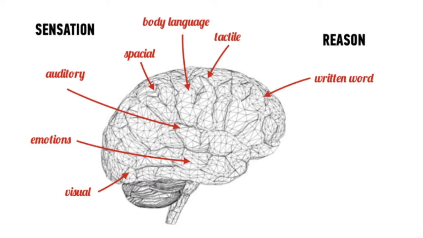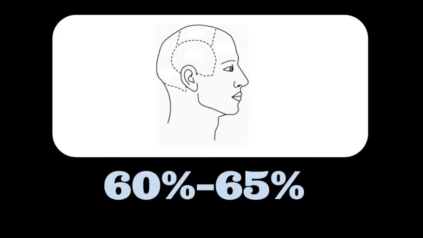But the most important and powerful is spatial. This is the intelligence of pictures and images. Roughly 60 to 65% of us are spatial visual thinkers. The majority of the human population who primarily understands information spatially and visually.